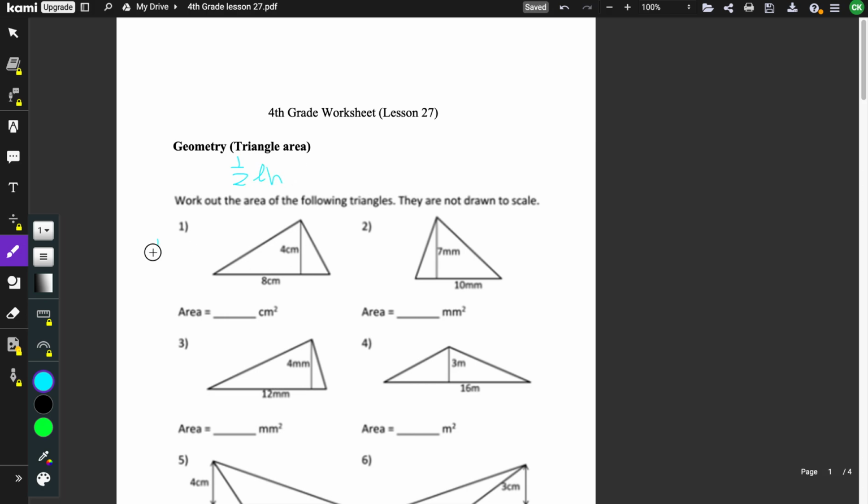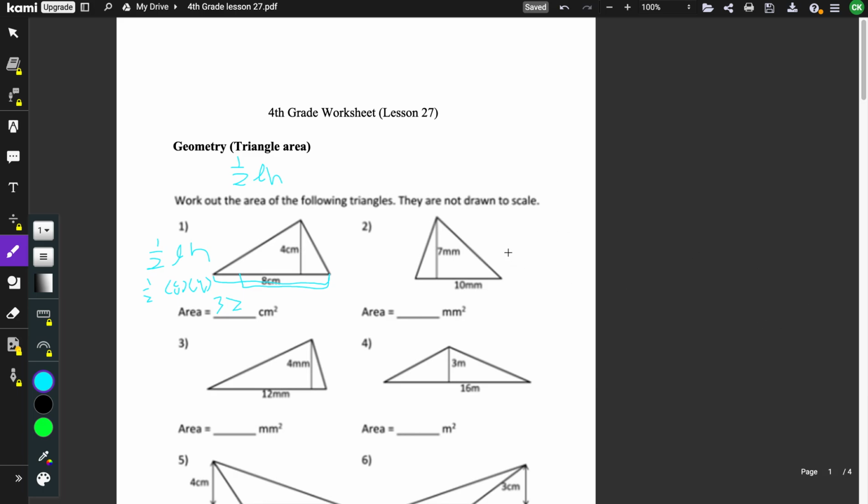So we're just going to do 1/2 times length times height. From this triangle we should be getting 1/2 times 8 times 4, which should give us 32. And that's basically how you find this. And 8 centimeters is the whole length, by the way. You've got to keep that in mind.